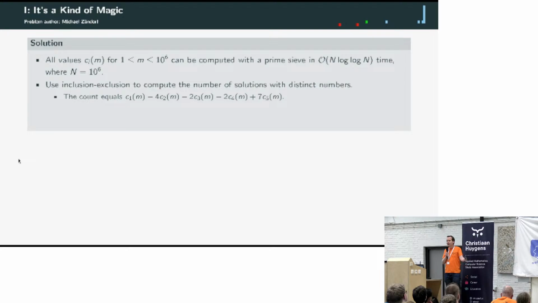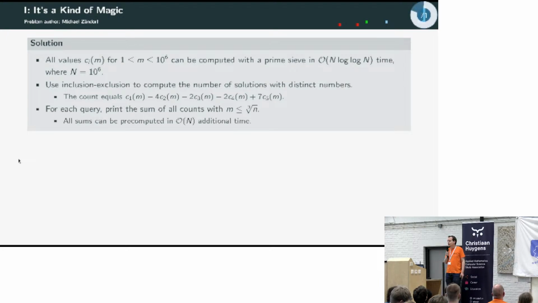And now for every query, we just want to have the sum of all numbers of magic squares of all the products that are smaller than this value. So we take the sum of all these counts where m is at most the cube root. And we can basically just pre-compute this at the start of our program, and then in constant time compute the answer for every query. So this is one solution.